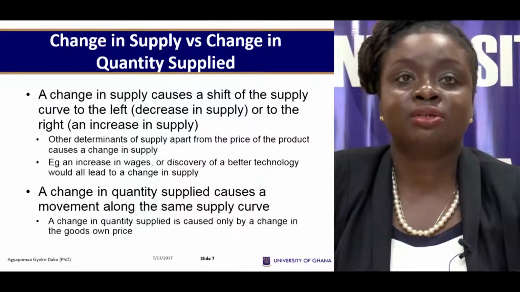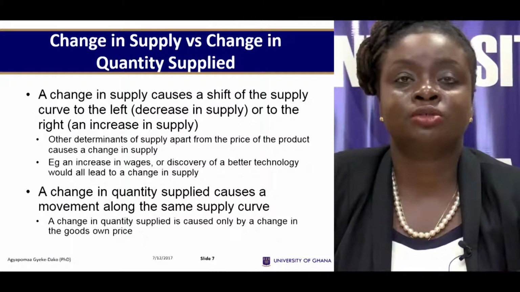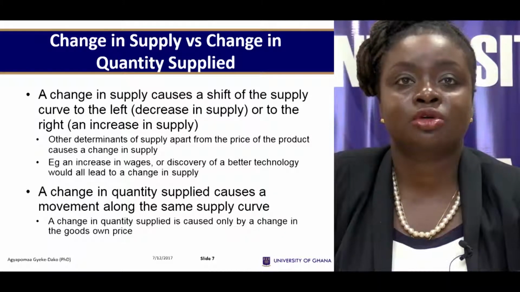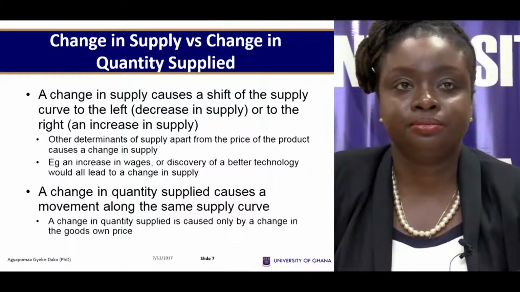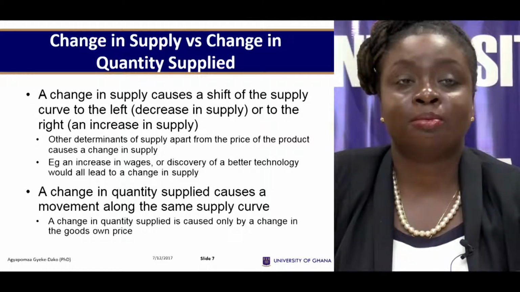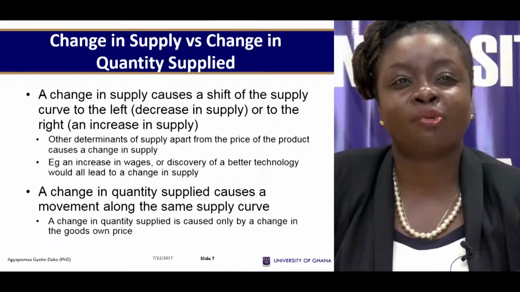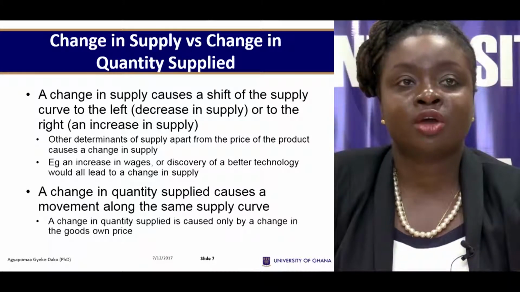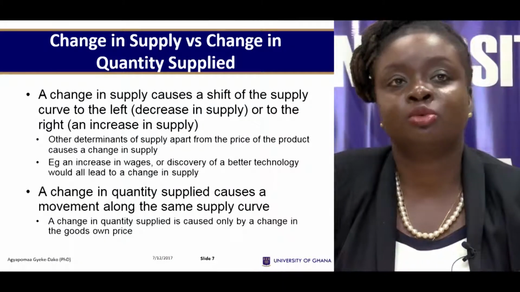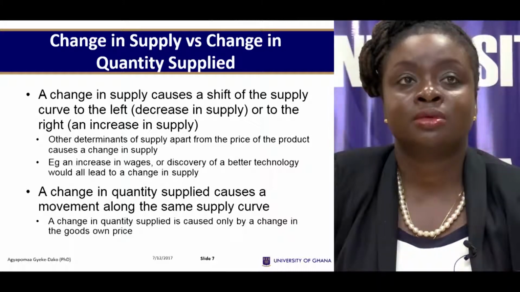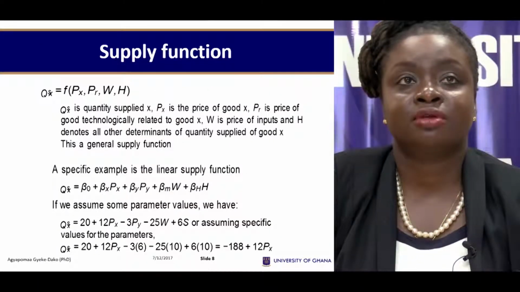However, a change in quantity supplied refers to a movement along the same supply curve, and this obviously is caused by a change in the own price of a product. So if the own price of a product changed, we'll be moving along the same supply curve.